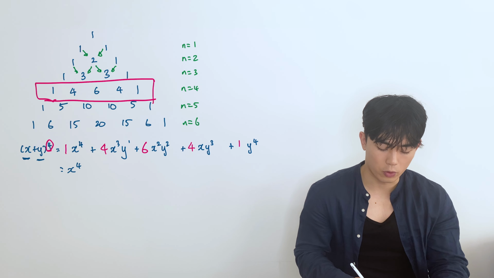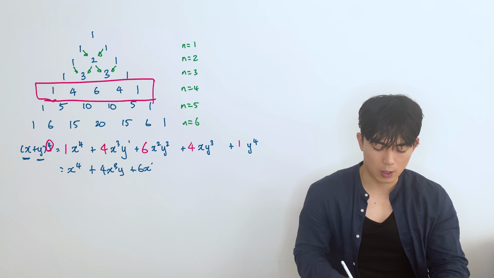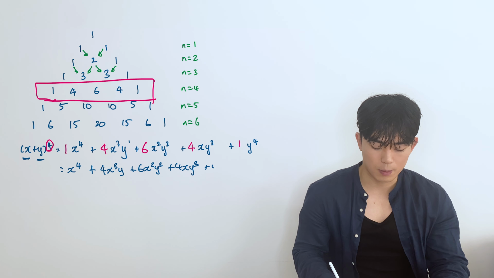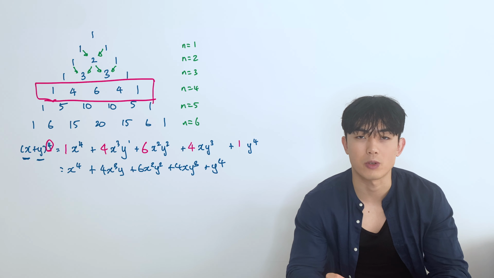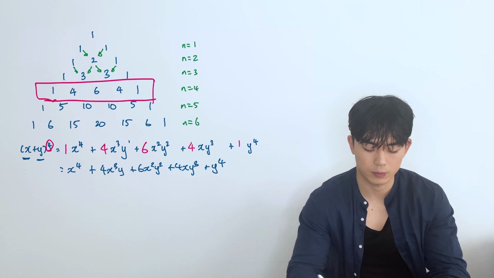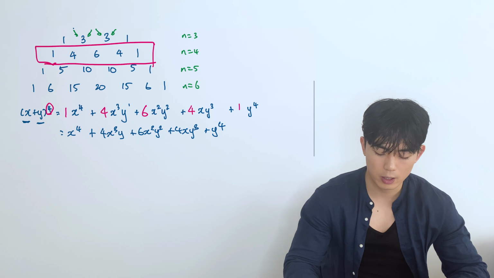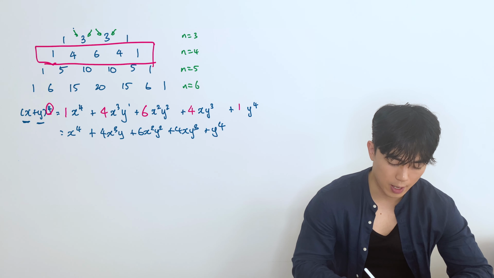So x to the power of 4 plus 4x cubed y plus 6x squared y squared plus 4xy cubed plus y to the power of 4. As you can see, it's a much easier and quicker way of expanding a bracket which has been raised to a higher power. Let's just try another one. Let's say we have a minus 2b to the power of 5.